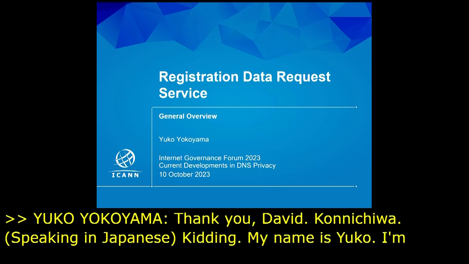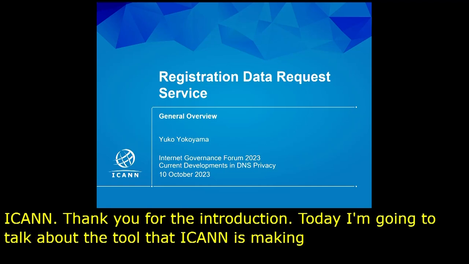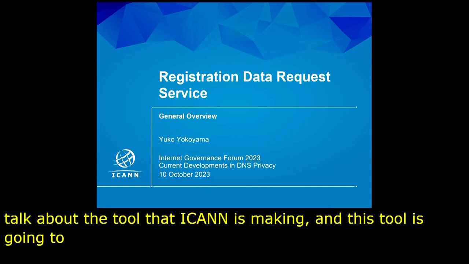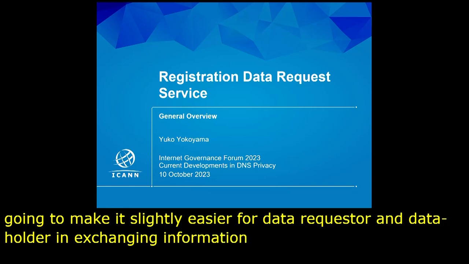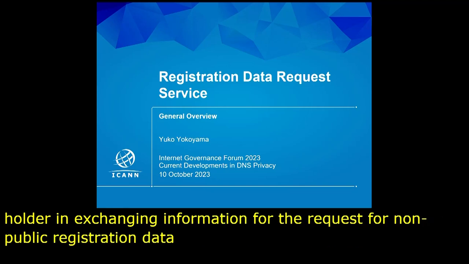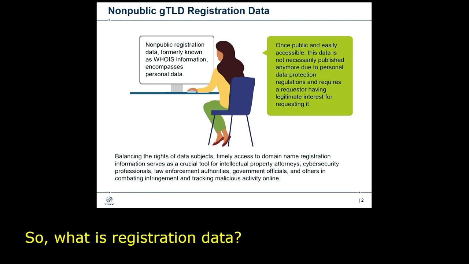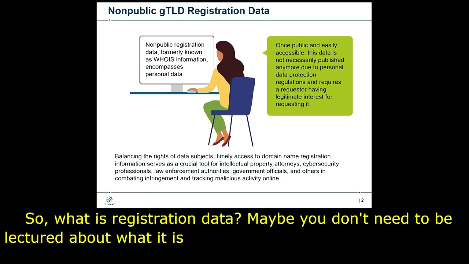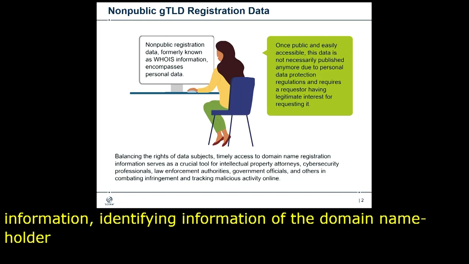Today I'm going to talk about the tool that ICANN is making. And this tool is going to make it slightly easier for data requester and data holder in exchanging information for the request for non-public registration data in the GTLD space. Okay. So what is registration data? Maybe you guys don't need to be lectured about what it is, but simply put, it's contact information, identifying information of the domain name holder, such as names, addresses, and phone numbers.